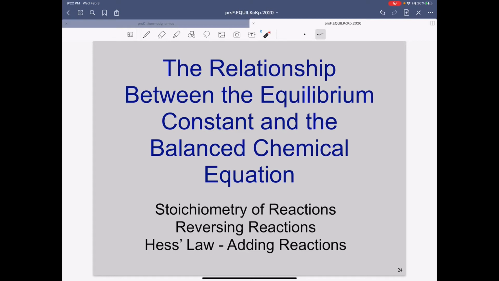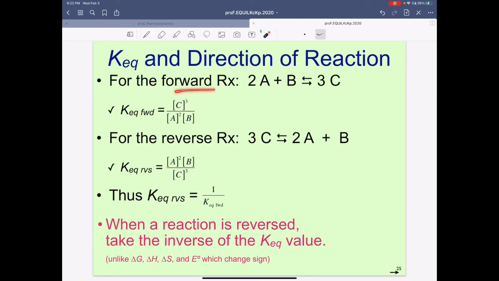So what can we do with the equilibrium constant? Let's take a look at how stoichiometry affects the equilibrium constant, reversing reactions, and what about Hess's law? You could quite easily write an equilibrium expression for this reaction at this point. I would assume you could write this. And if we reverse this reaction, you would write this, right side over left side.